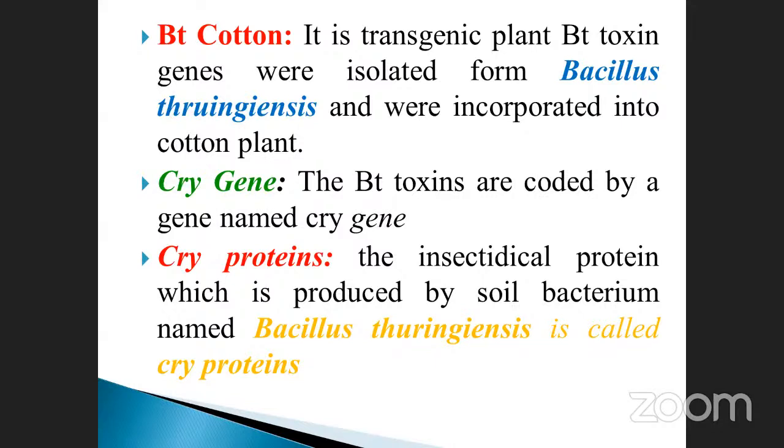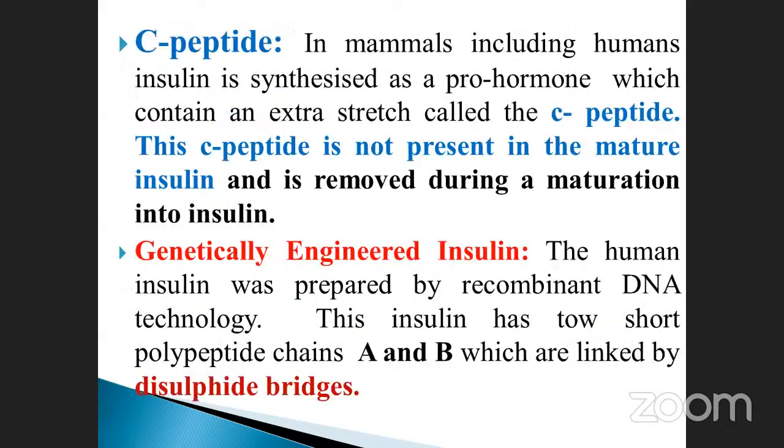How it acts and how it is used, we will see in the lesson. Okay, cry gene. The cry gene is also isolated from the Bt toxin. It is encoded by a gene named cry gene. The gene produces a Cry protein from Bacillus thuringiensis. It's called Cry protein. And then C peptide.